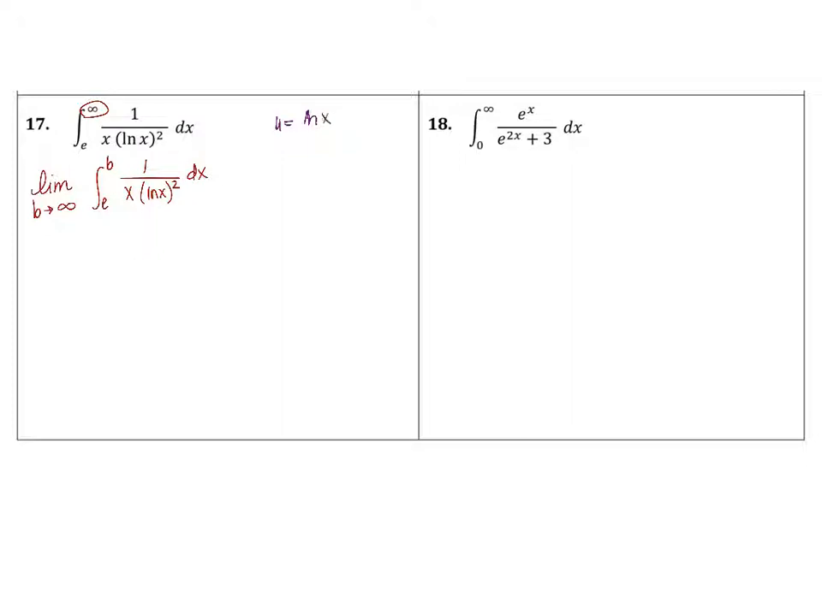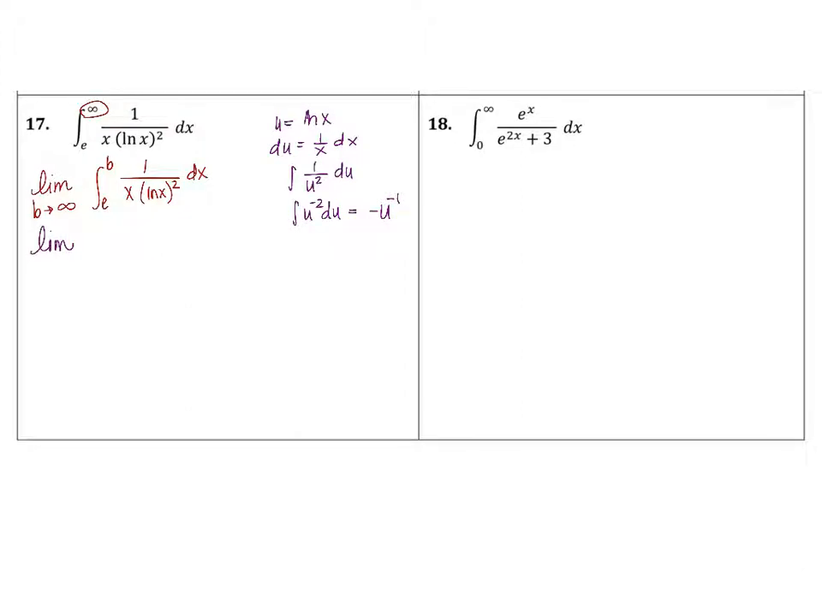Yeah, let's do natural log x. So du is going to be 1 over x dx. That's going to work out nice. So we're going to have the integral of 1 over u squared du. So if we integrate u to the negative 2 du, then that's going to be negative u to the negative 1.